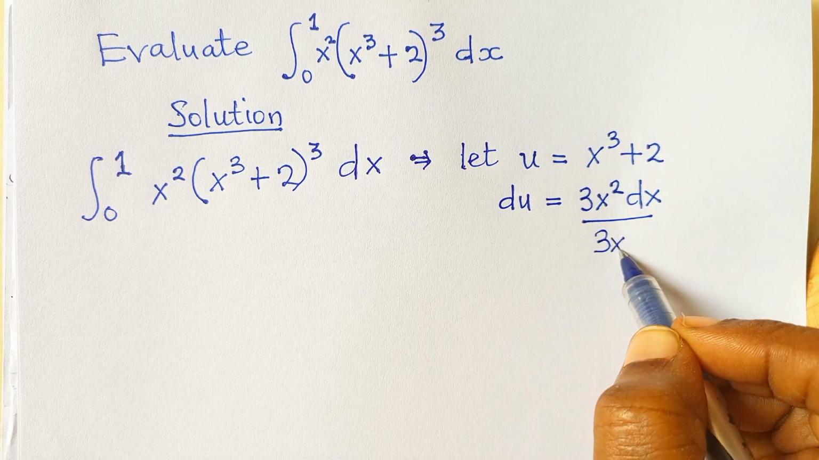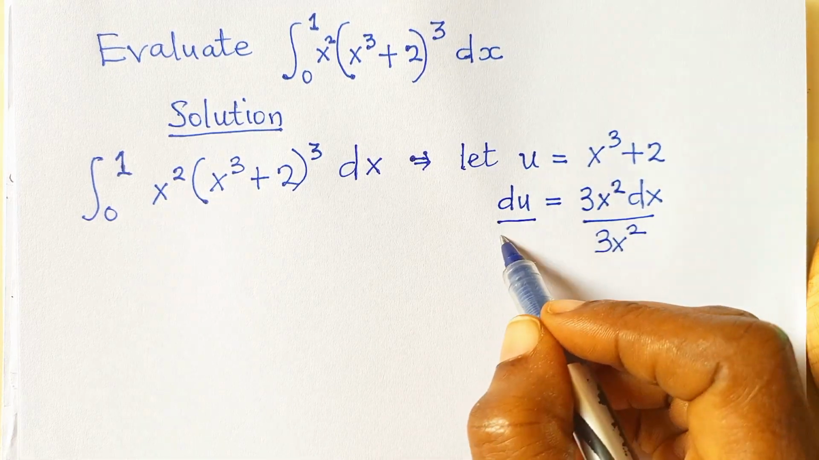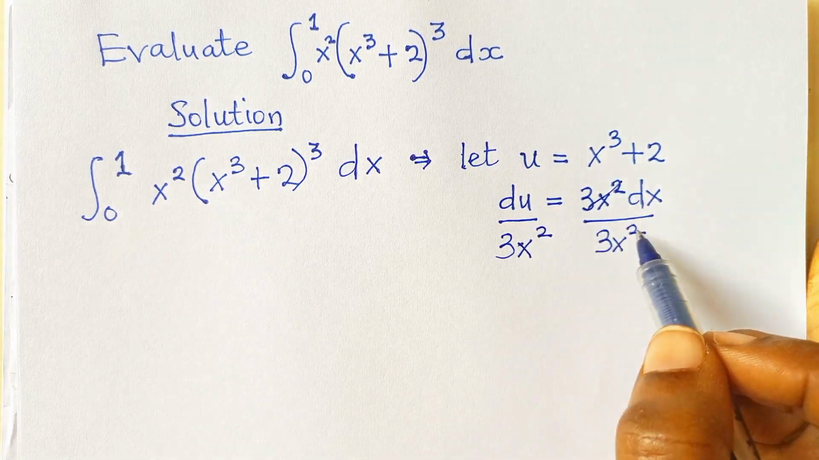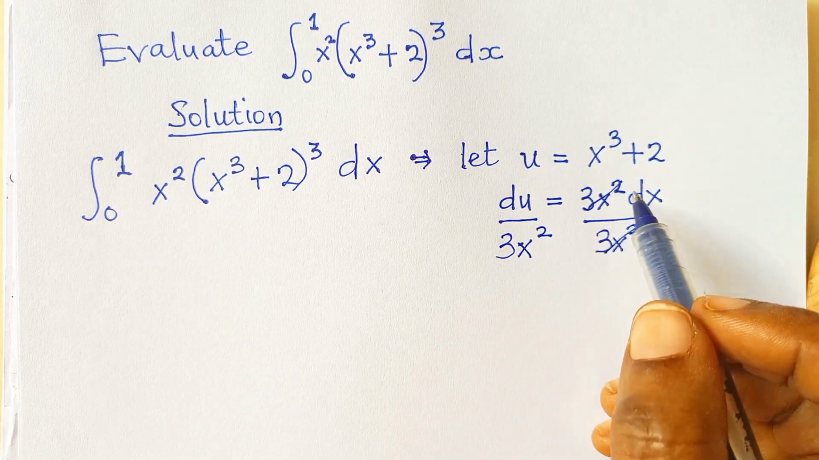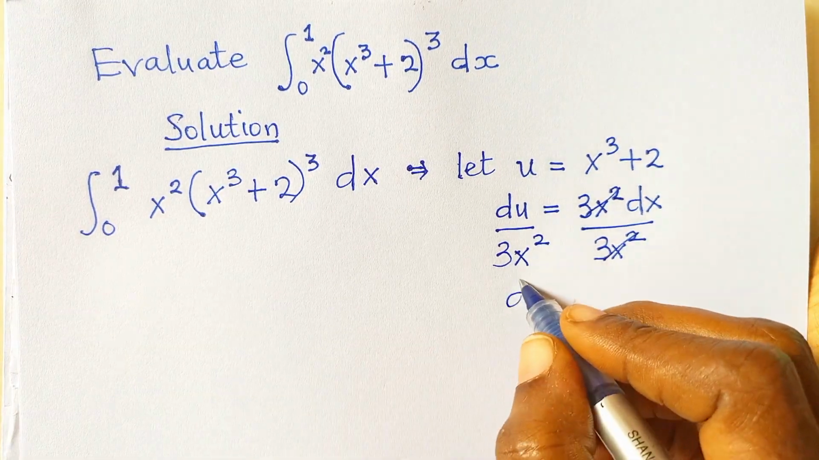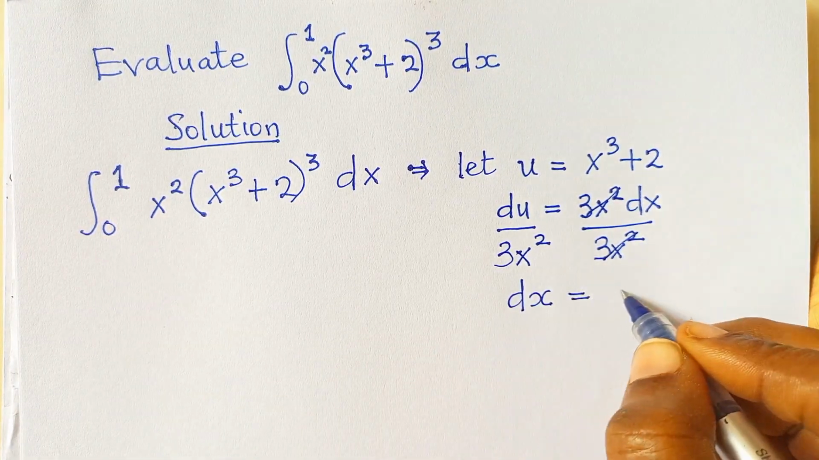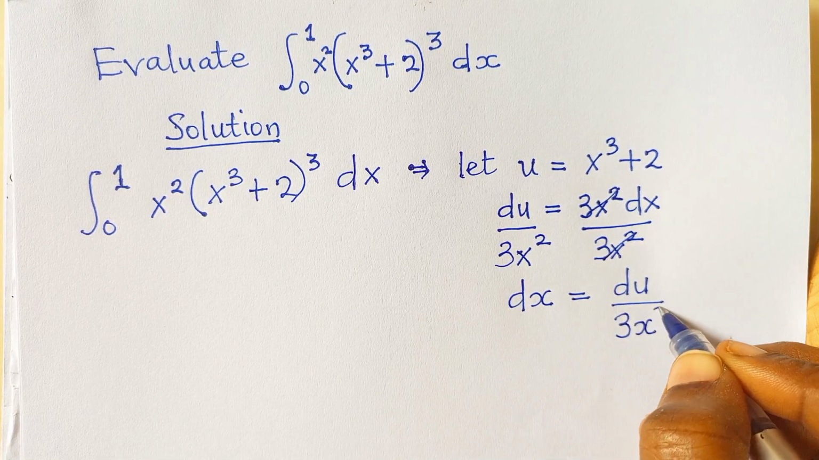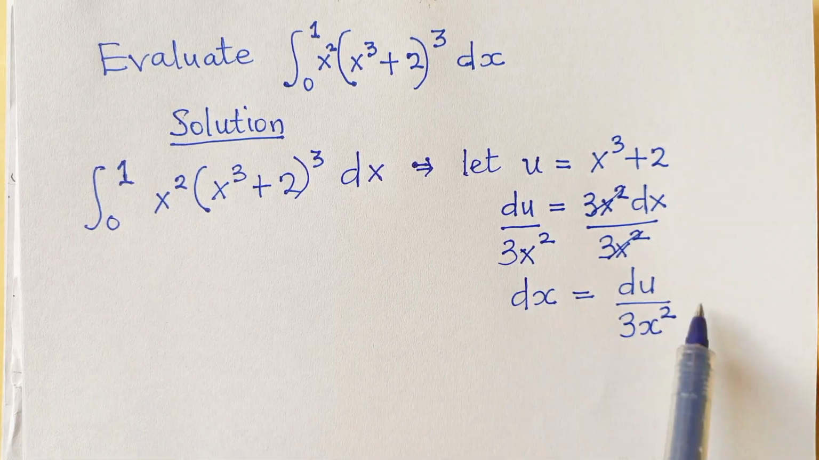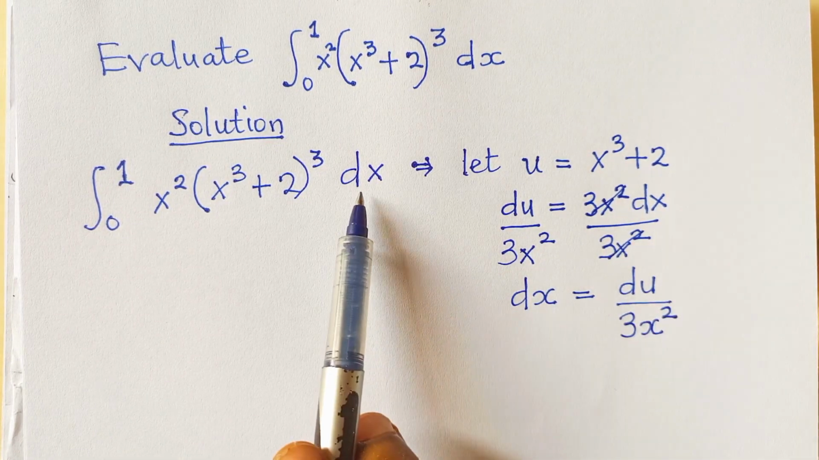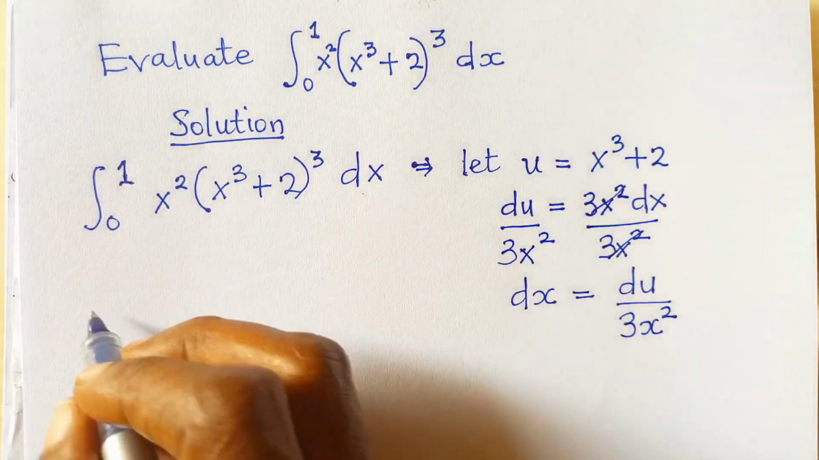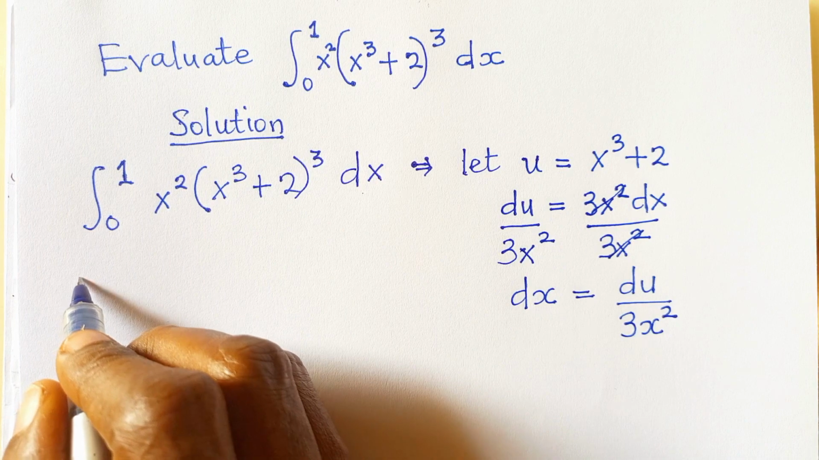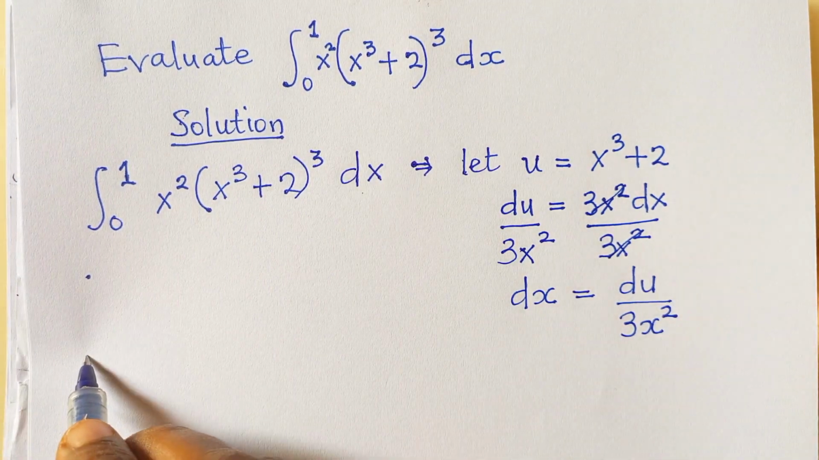But what we need is our dx, so we need to divide both sides by the 3x squared to give us dx. So our dx is going to be equals to du over 3x squared. Now what we need to do next is to substitute this dx into the dx in the integral function. And also we are going to substitute our u into the integral function.